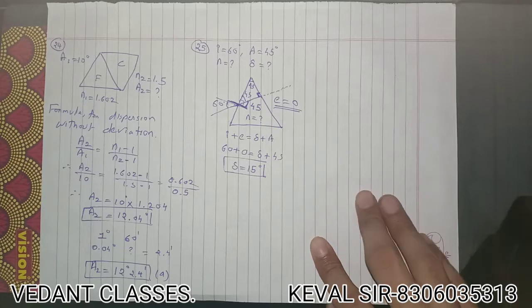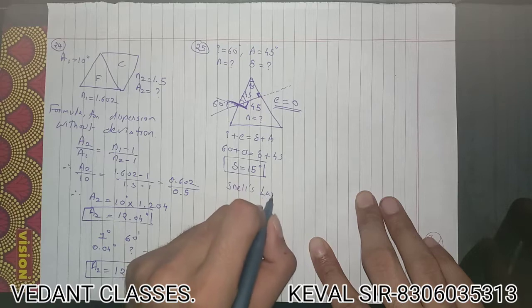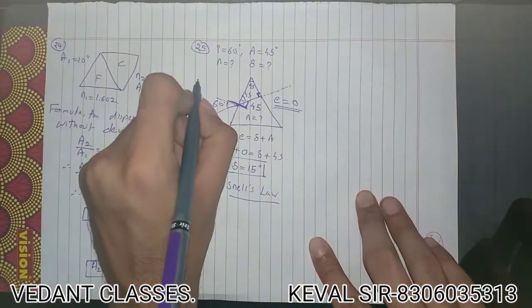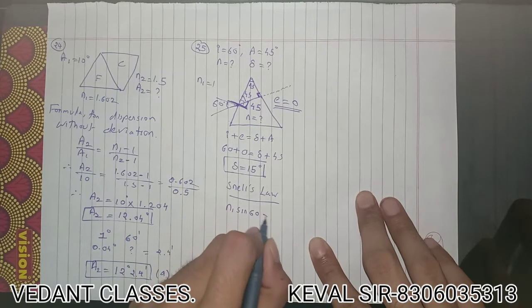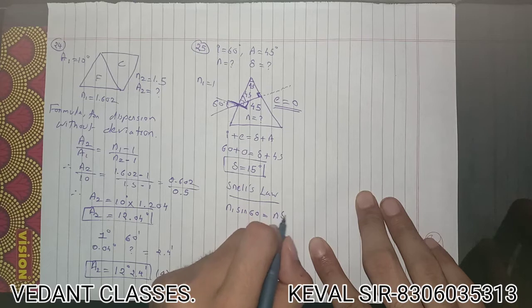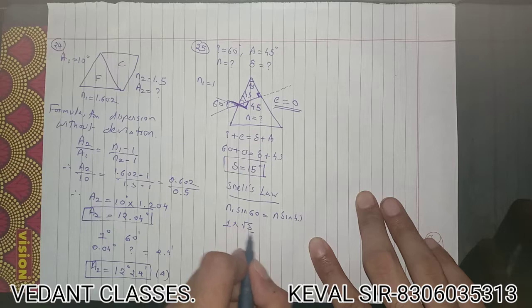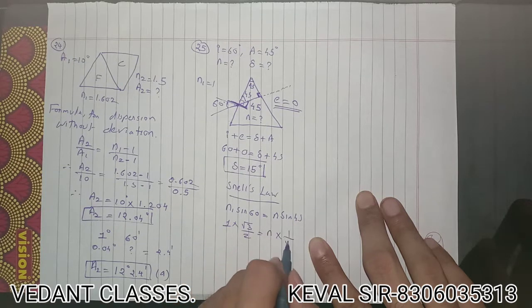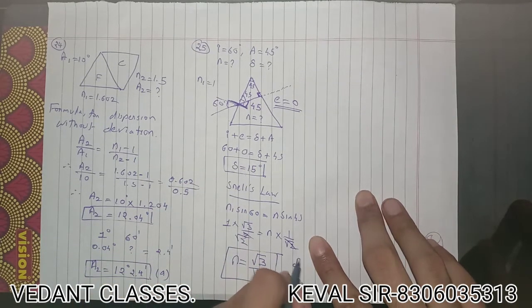Now let's calculate the refractive index. Applying Snell's law, n1 is considered equal to 1. So n1 sin 60 is equal to n sin 45. This will be 1 into root 3 by 2, equal to n into 1 by root 2. Cancelling the root 2, the value of n will be equal to root 3. Corresponding to this, option D is the most correct answer.